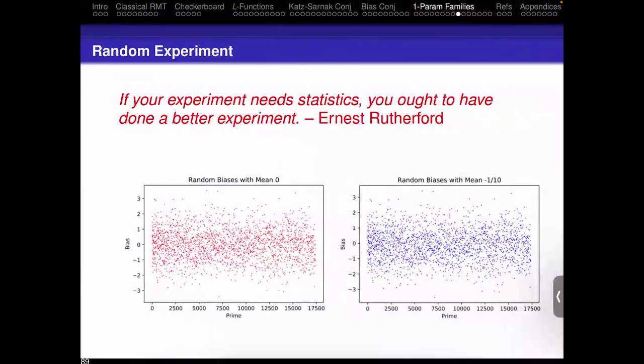I've actually just used this quote in another paper that I'm writing in sports mathematics. If your experiment needs statistics, you ought to have done a better experiment, Ernest Rutherford. So there are 2 different data sets here. The second one is shifted down by -110. And again, just looking at it, it's hard to tell that there's a little bit of a bias in the second one. We need grid tests.